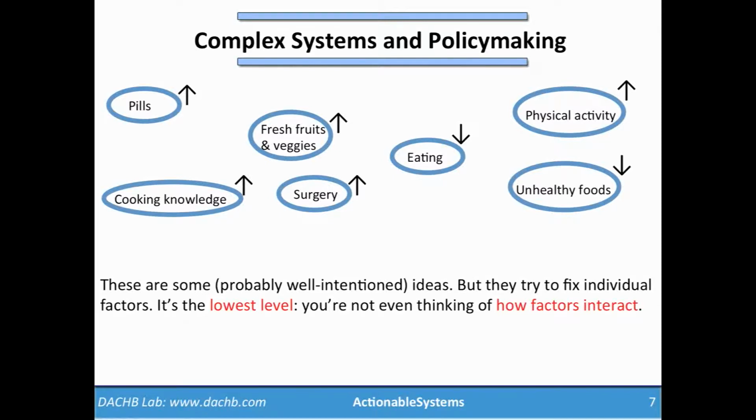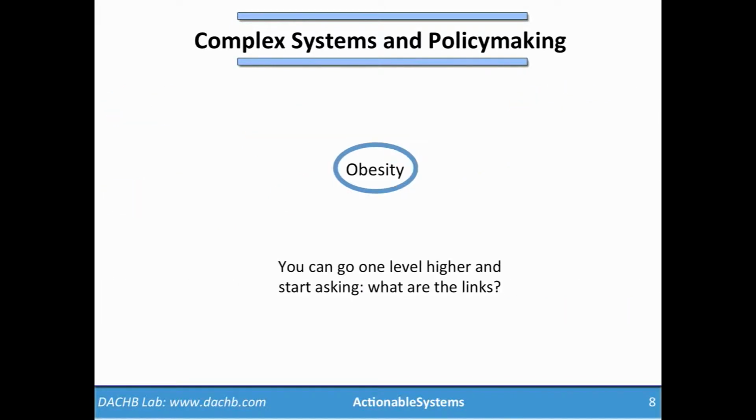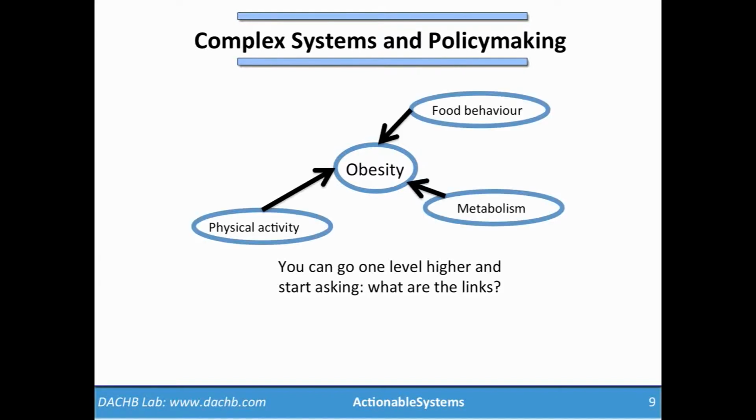In systems thinking, we don't ignore these interactions, we try to represent them. Let's start with the key factor we care about, obesity. What does it link to? What affects obesity? You can go one level higher and start asking, what are the links? You can think of physical activity, because the more physical activity you have, the less obesity. You can think of food behavior too, because what and how much you eat will affect our body composition. That's just taking a look at distance 1, what directly affects obesity.